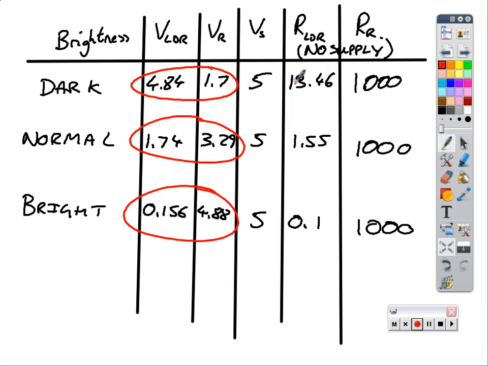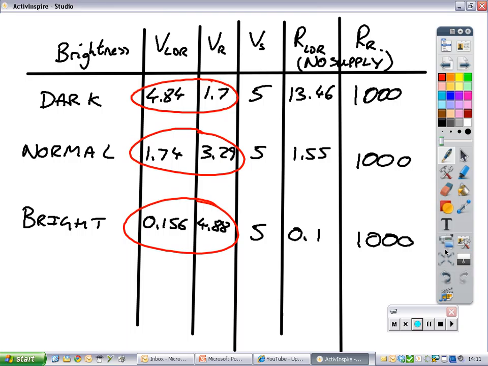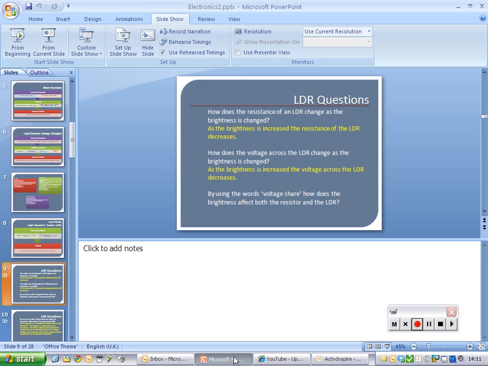Scott. Is it the brighter it is, the less resistance it is? Okay, so the brighter it is, the lower the resistance. The darker it is, the higher the resistance. Okay, so what I'd like you to do now is answer a couple of questions on it in sentences. So here are our questions.